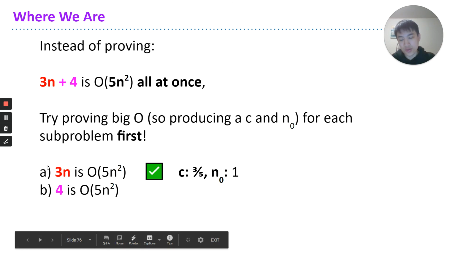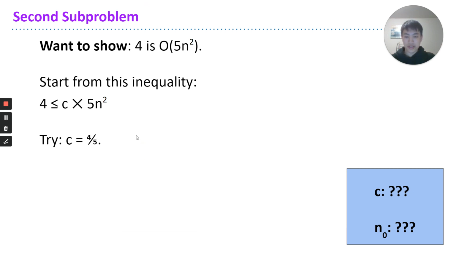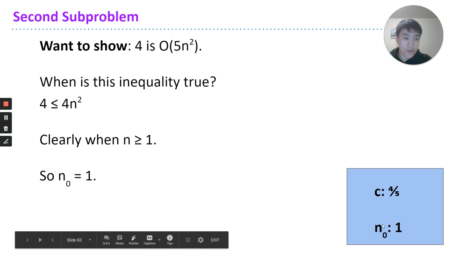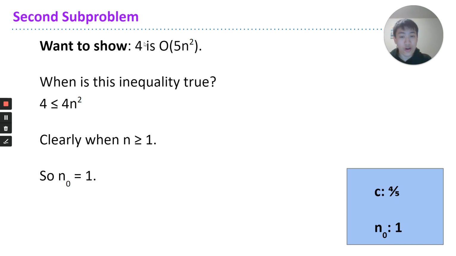All right, so we've done that proof, and now we're going to the second subproblem. Same thing, start with the inequality. We think of a C that will make the left side and the right side look similar. In this case, let's say 4 over 5. And then we get this inequality. For what value of n naught is this inequality always true starting from n naught up to infinity? Let's say n equal 1, I mean, n is more than 1. So starting from n naught equal 1, this inequality is always true. And just like that, we've proven that 4 is in big O of 5n squared.